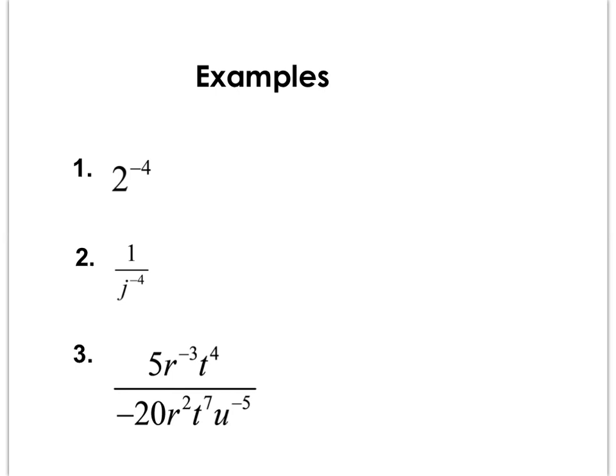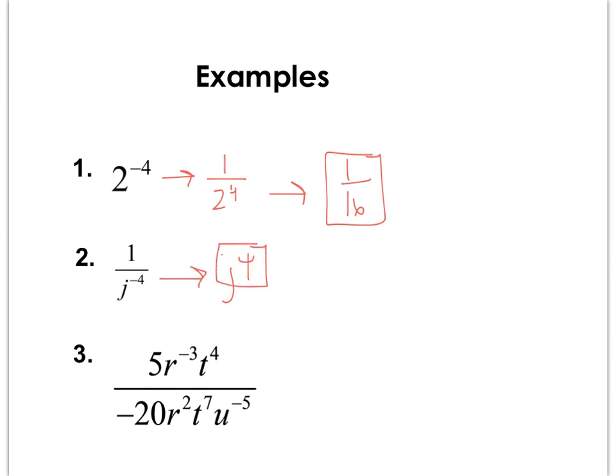Let's look at a few examples. 2 to the negative 4th exponent, if I make that negative 4 positive, I would have to flip it and put that in the denominator. So 2 to the 4th power is really 16, so 2 to the negative 4th is really 1/16. And we're going to leave all of our answers in fraction form, no decimals. 1 over j to the negative 4th would be j to the 4th. 1 over j to the negative 4th turns into j to the fourth in the numerator.